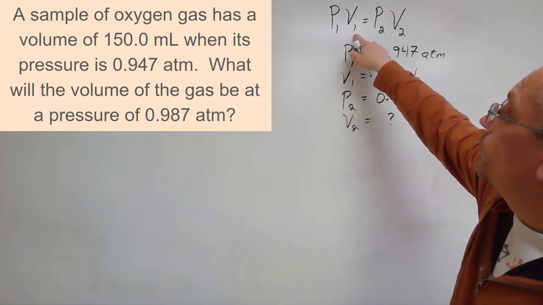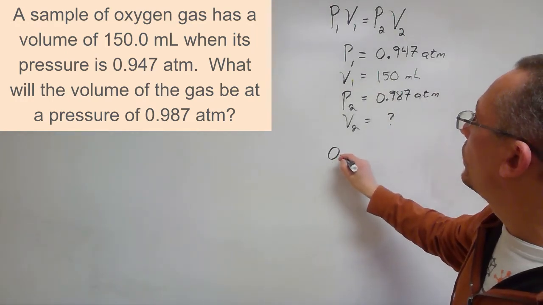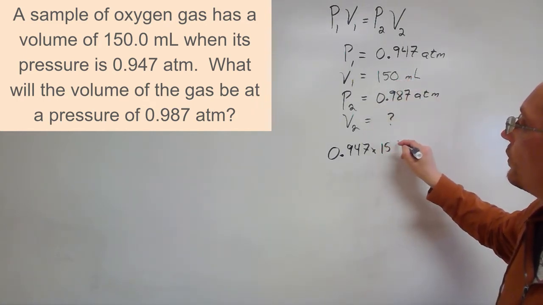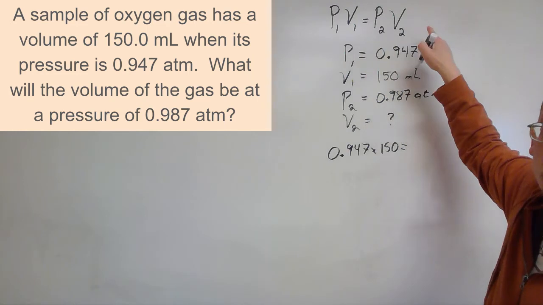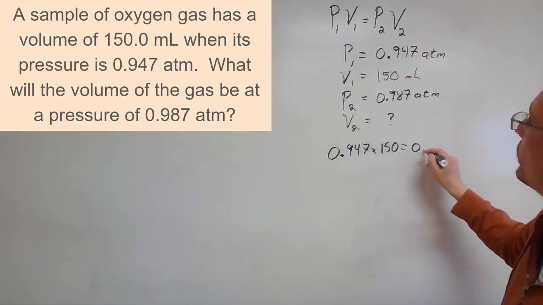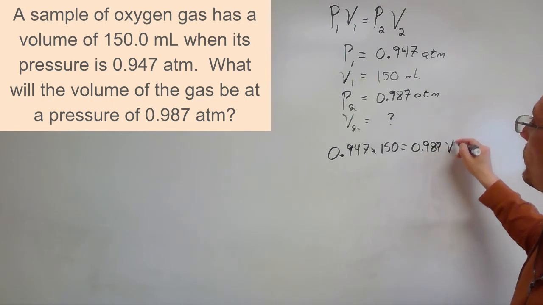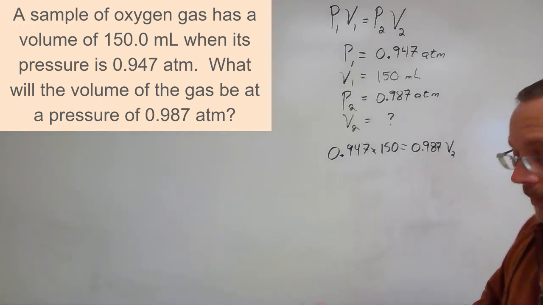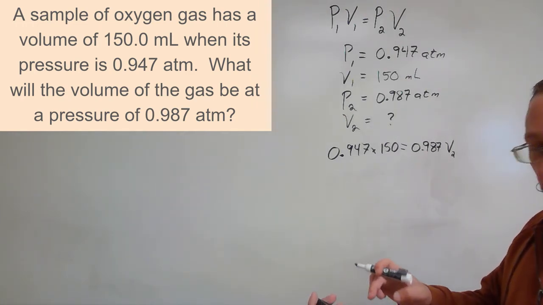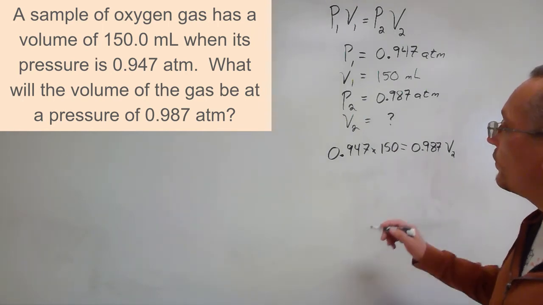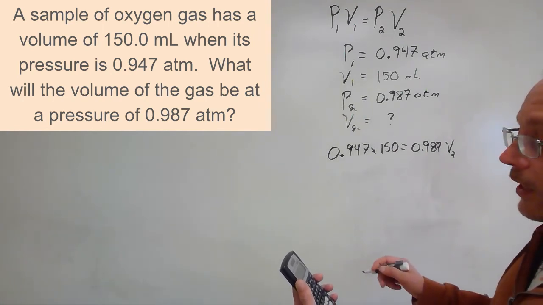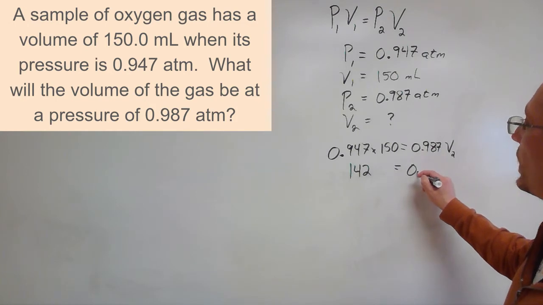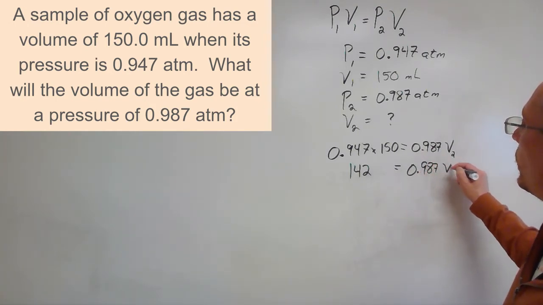So let me set this up and solve it. Pressure 1 times volume 1, 0.947 times 150, equals pressure 2 times volume 2, so that's 0.987 times volume 2. Now I see two numbers on one side, so I'm going to multiply them. 0.947 times 150 gives me about 142. On the other side, I bring down 0.987 times V2.